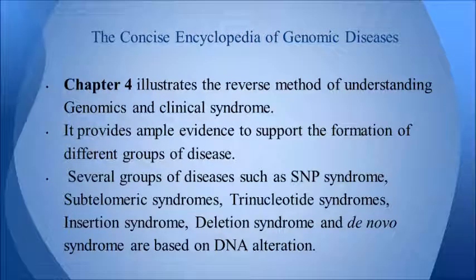The fourth chapter illustrates the reverse method of understanding genomics in clinical syndrome. It provides ample evidence to support the formation of several groups of diseases such as SNP syndrome, subtelomeric syndromes, trinucleotide syndromes, insertion syndrome, deletion syndrome, and de novo syndrome, based on DNA alteration. Since not all the SNPs or mutations produce a disease, this chapter focuses on DNA alteration rather than SNP or mutation. Because there are 2,300 gene-producing diseases and 54 million SNPs, the only manageable study to conduct at this point is the data from the gene-producing disease when available.